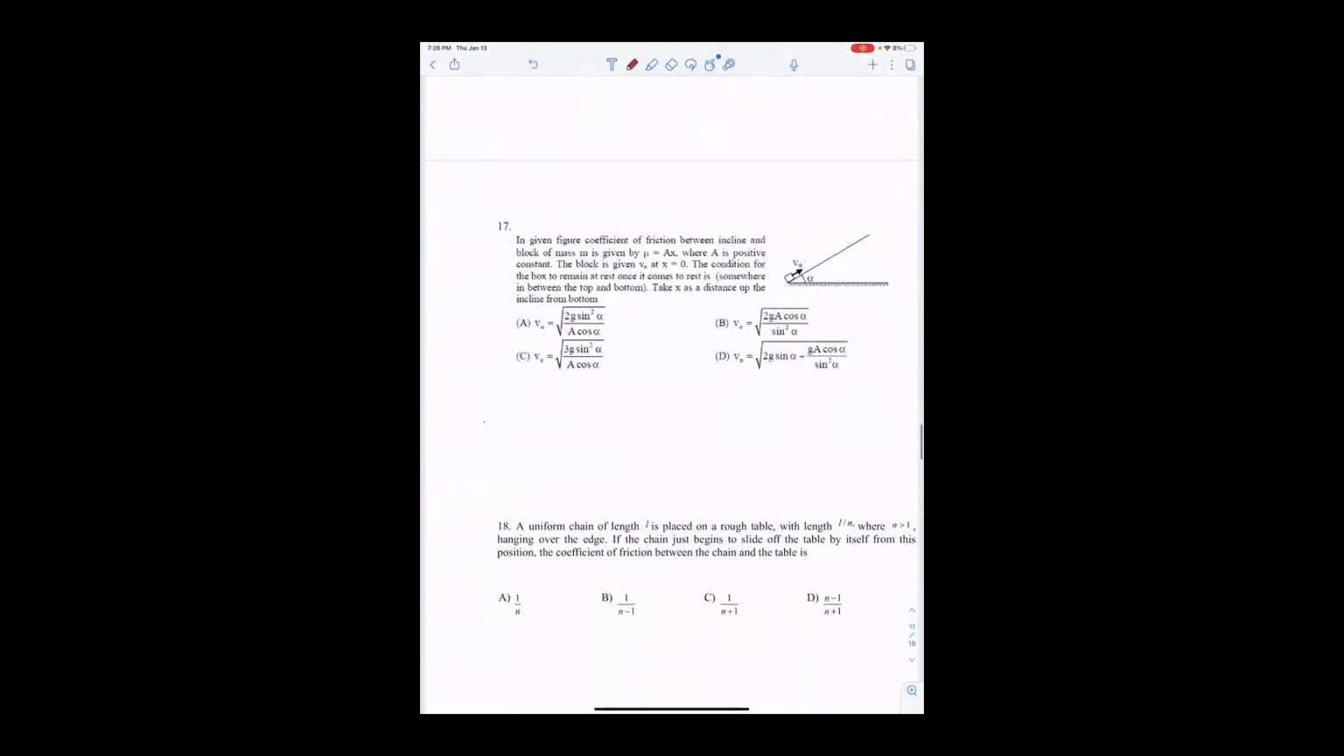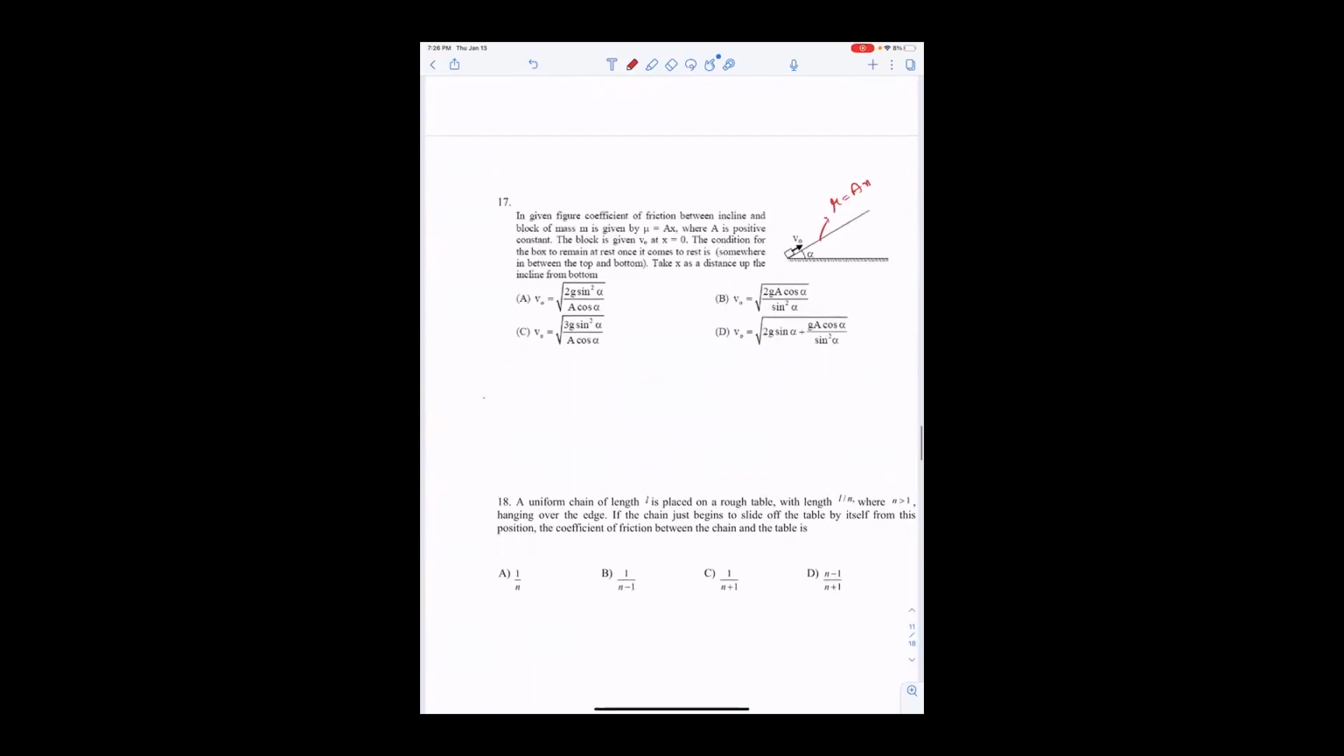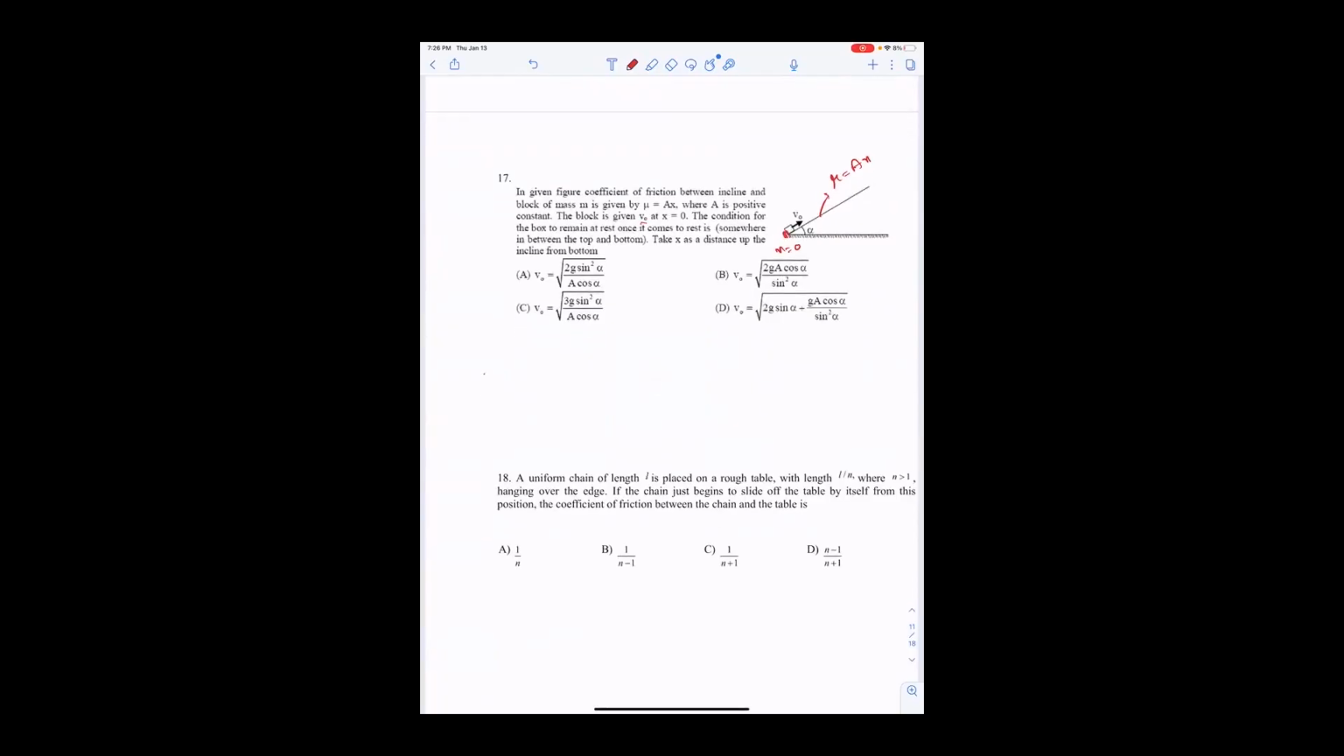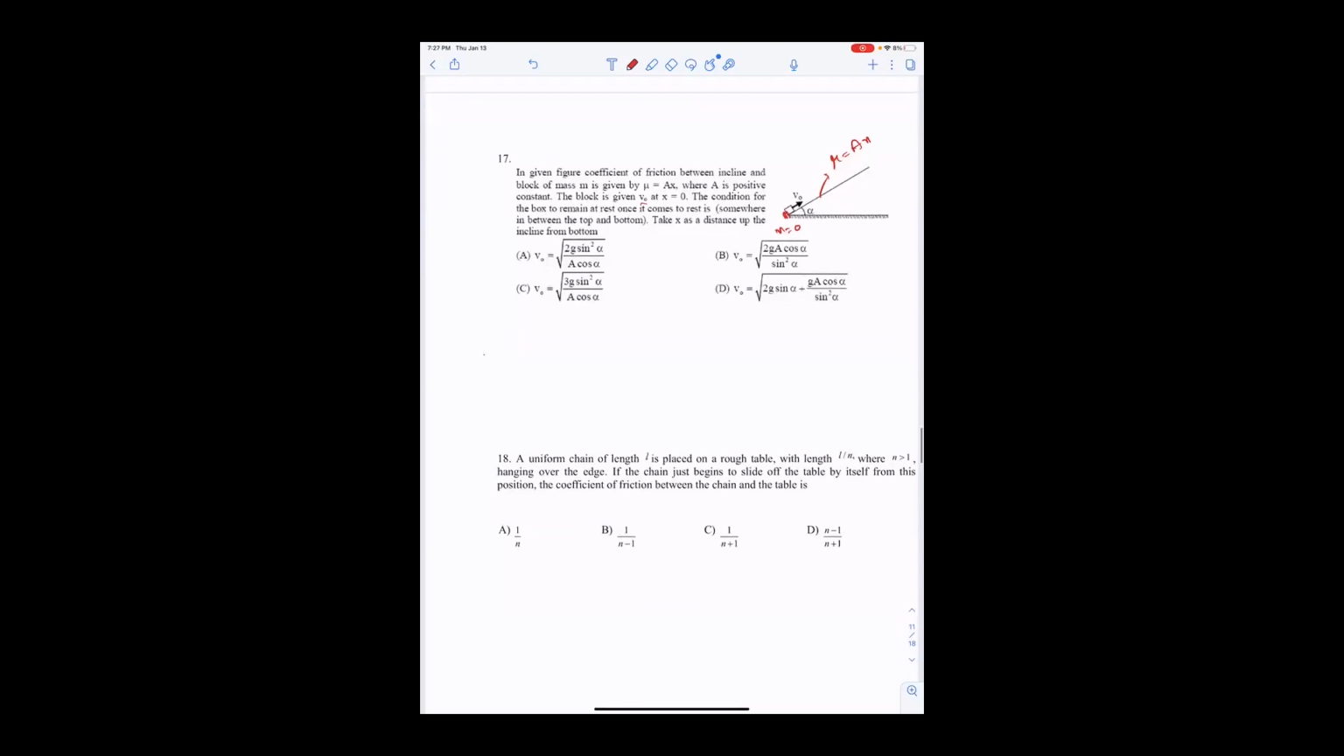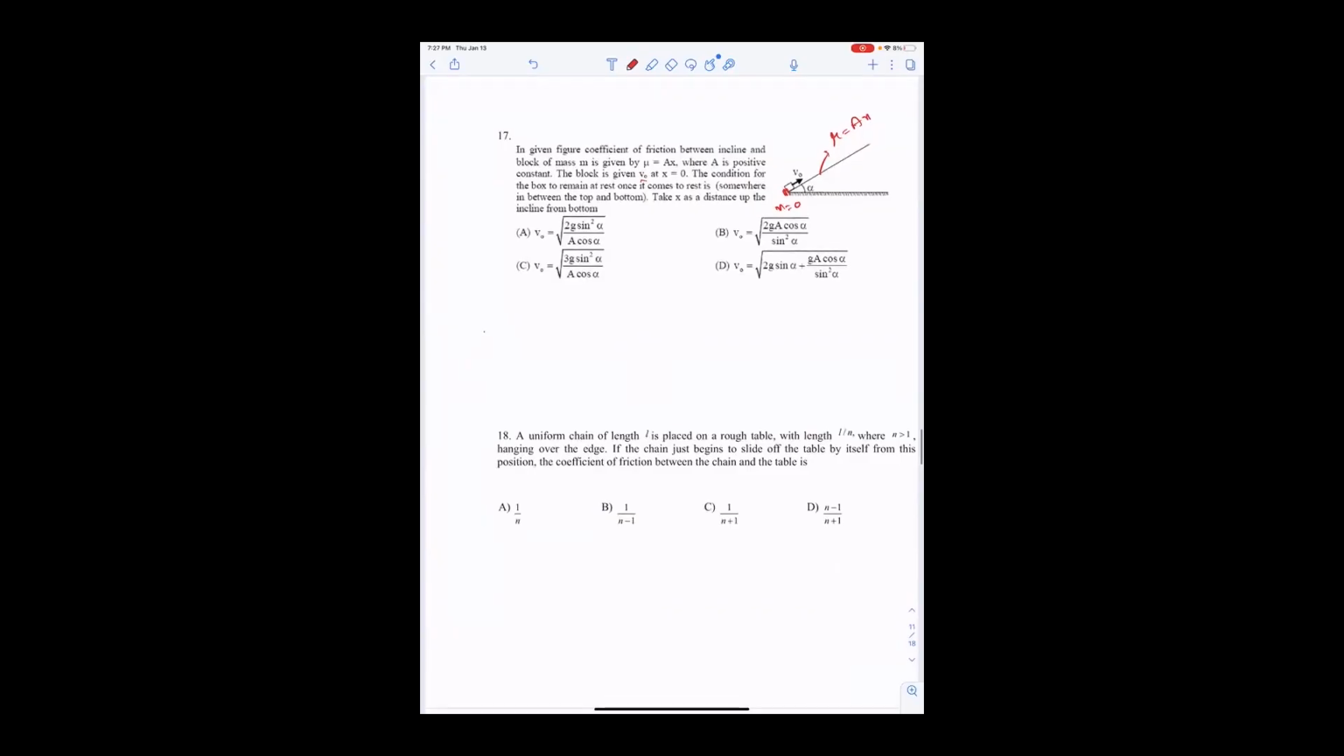Then 17th. In the given figure, coefficient of friction between incline and block of mass m is mu equals ax. So mu here is not constant. Mu is equal to a into x, where a is a positive constant. The block is given initial velocity v naught at x equal to 0. You have given initial velocity. The condition for the block to remain at rest once it comes to rest. So once it stops, it should stop somewhere in between the top and the bottom. The x is a distance along the inclined plane from the bottom.